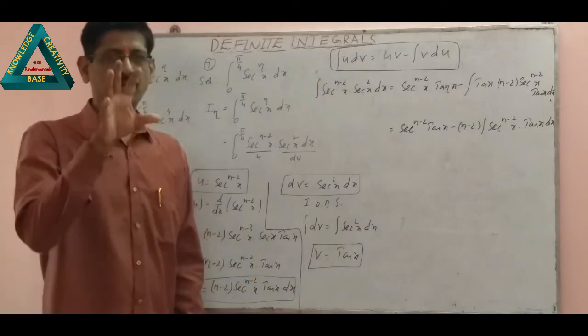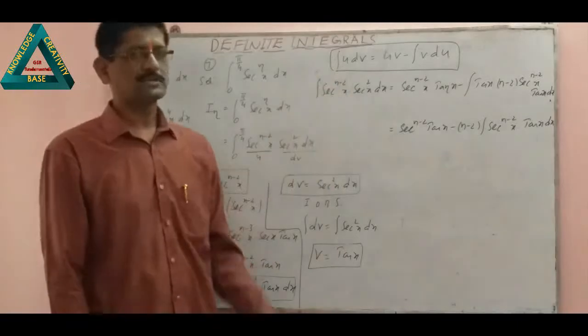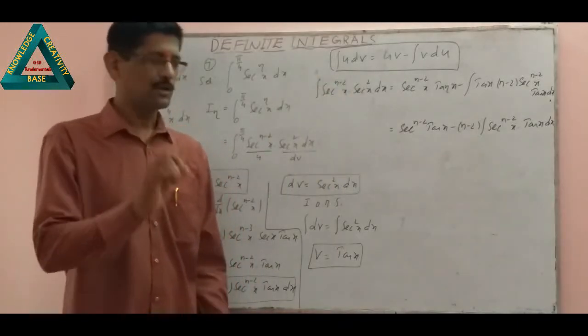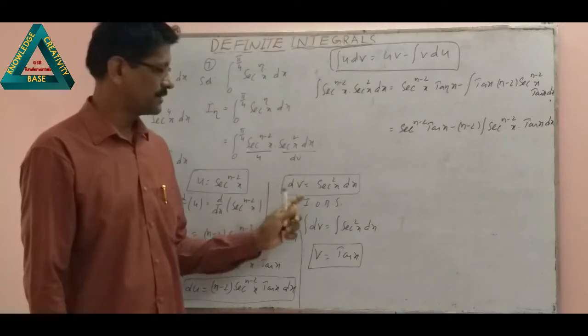So in this formula, 4 values are required. In integration by parts, I want 4 required values. Those values are u, du, dv, v.